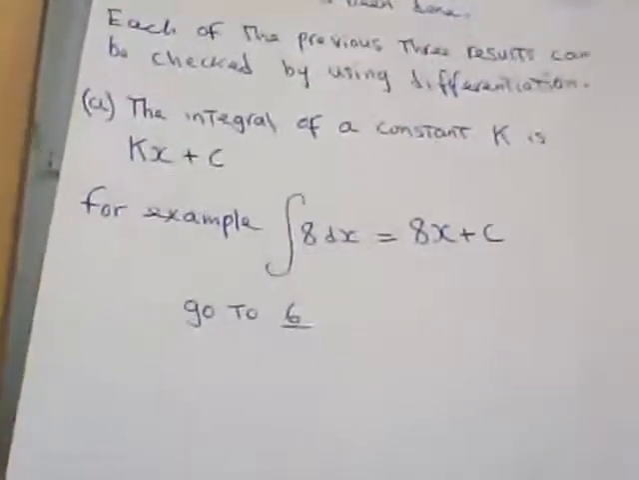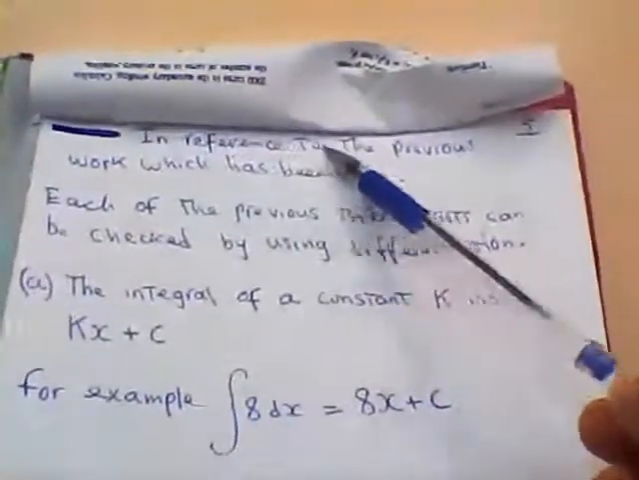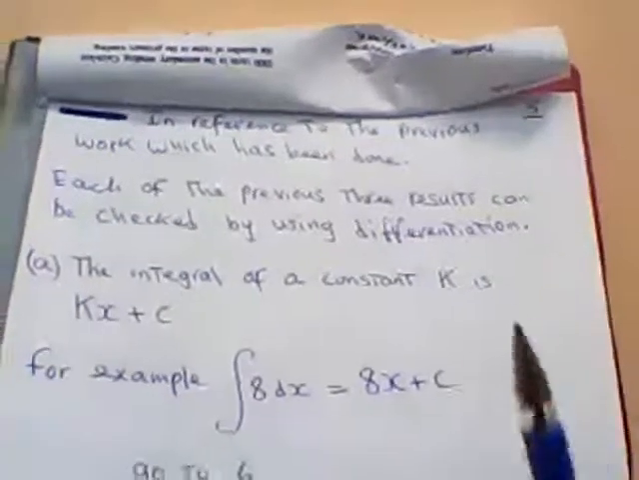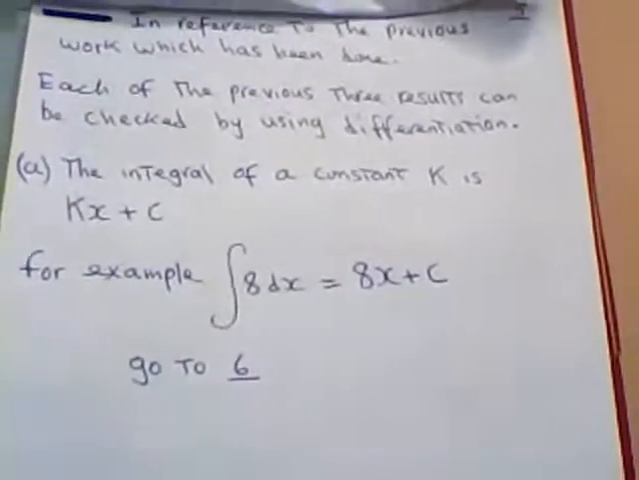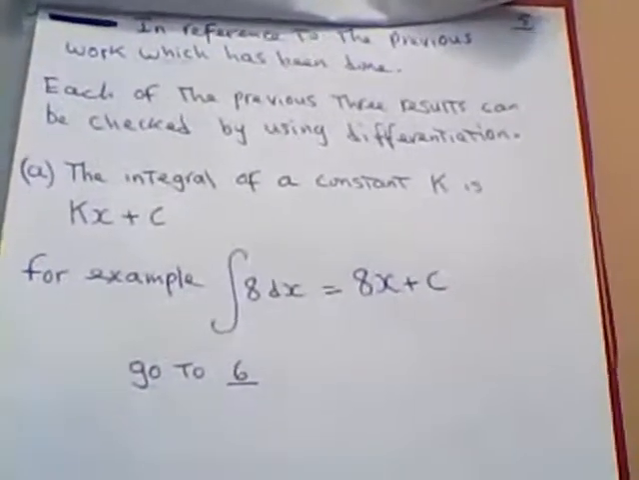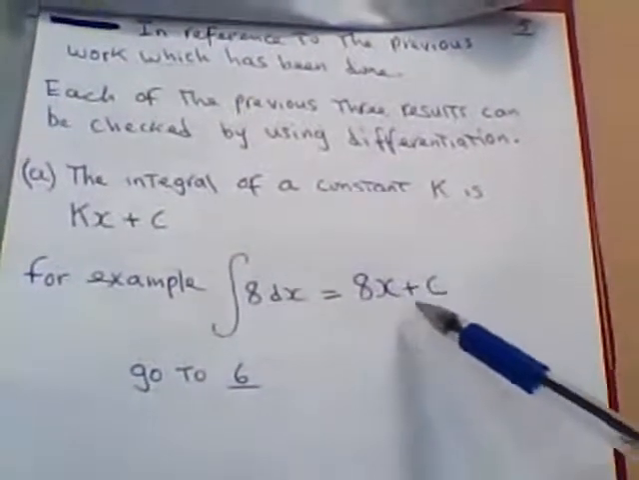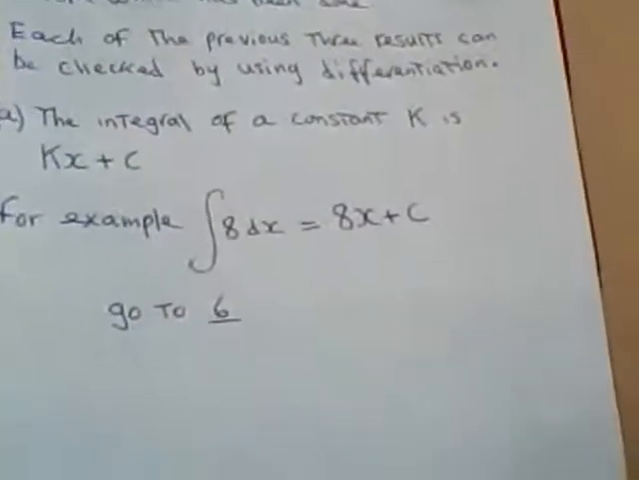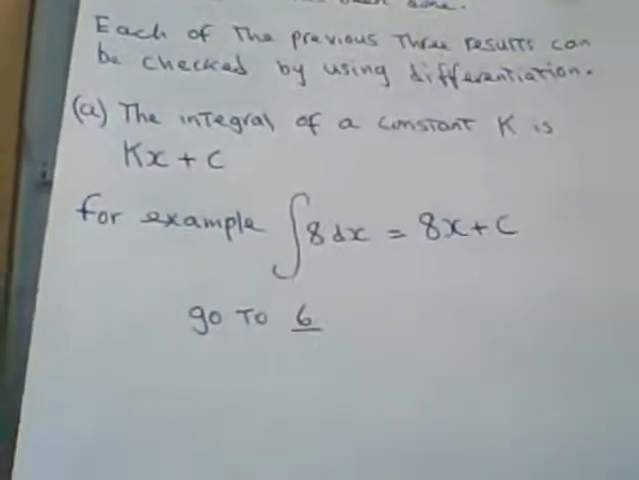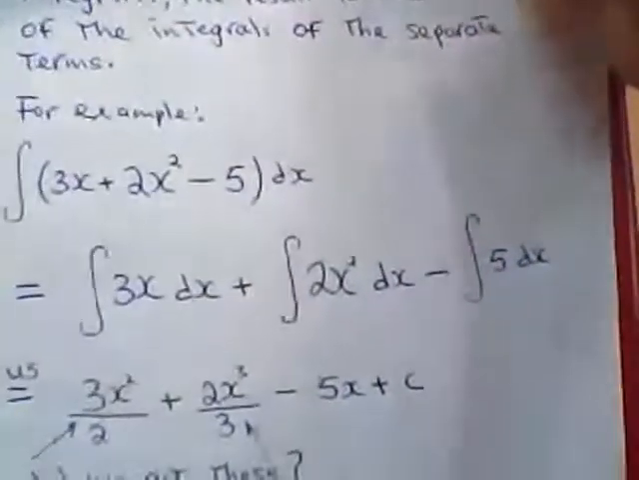Now here, what I want to look at is, in reference to the previous work which has been done, each of the previous 3 results can be checked by using differentiation. The integral of a constant k is kx plus c. For example, the integral of 8 dx equals 8x plus c. And it tells me here to go to 6, which, in my case, is page 6. Let's see if I can make this any simpler and show you how it's done more applicably.